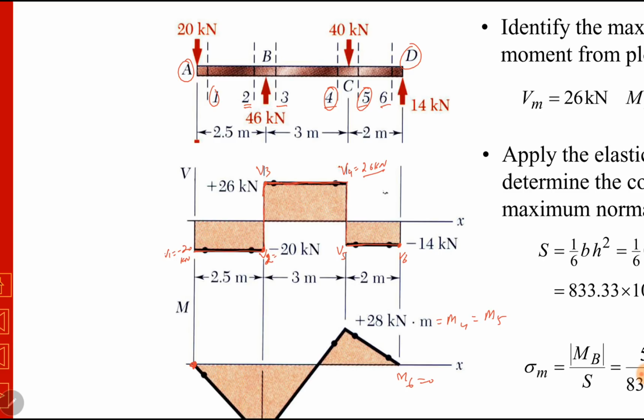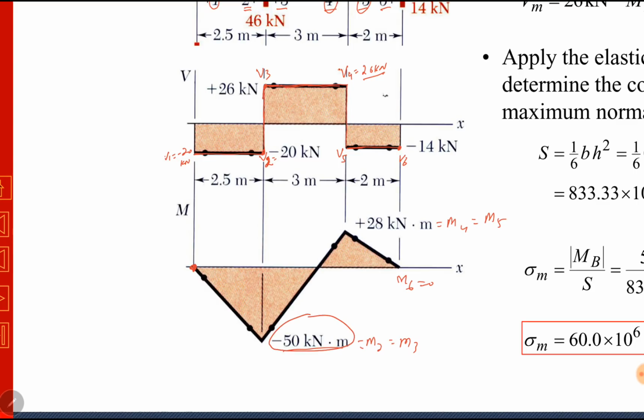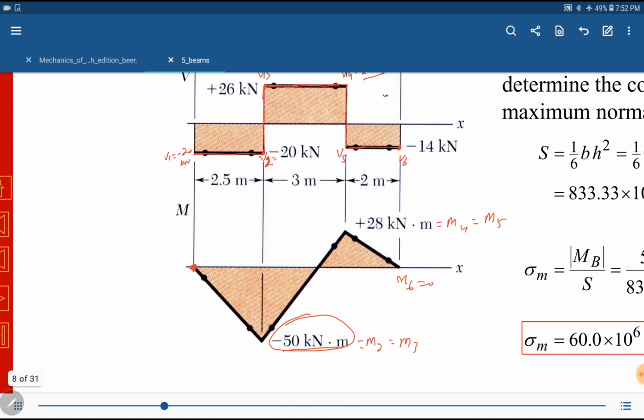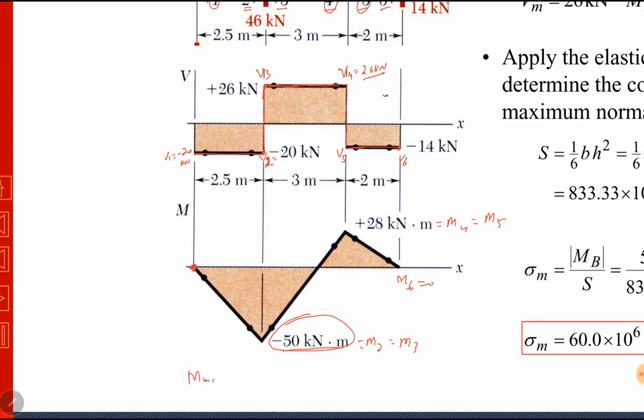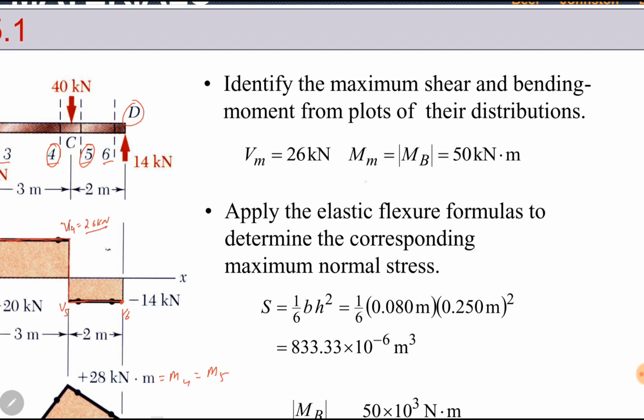Now we need the maximum value of bending moment. From this diagram, it can be seen as minus 50 kilonewton meter. Remember that we have to consider the magnitude only, not the negative or positive sign. Signs show direction only. So the absolute maximum value is 50 kilonewton meter. The negative sign is not important for us. So maximum moment is MB, which is 50 kilonewton meter.